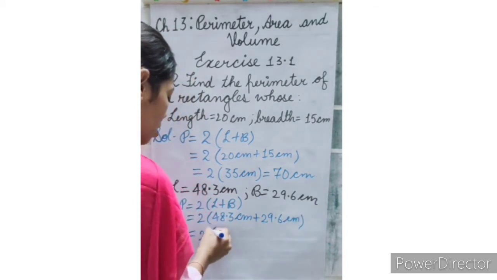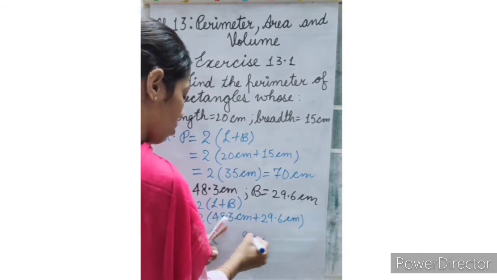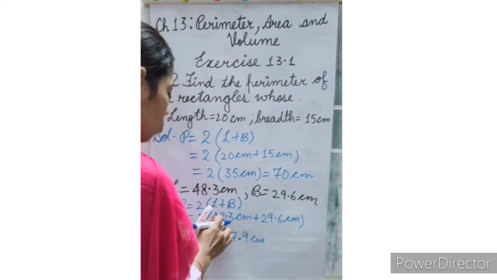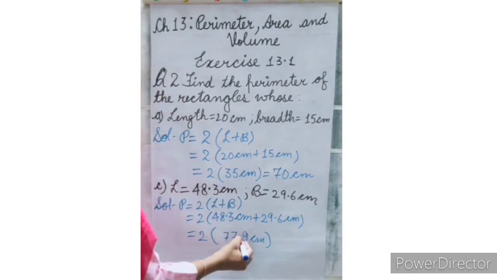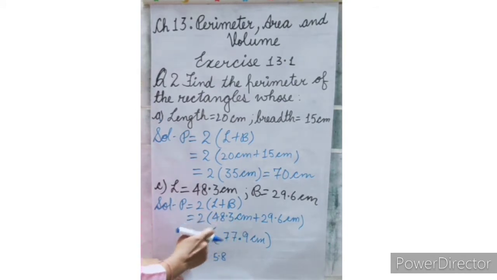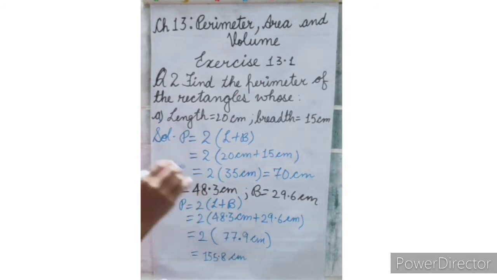When we will add 6 plus 3, 9, 8 plus 9, 17, 4 plus 2, 6, 6 plus 1, 7. 77.9 centimeter. When we will multiply this by 2, we will get 2 9s are 18, 8, 1 will go up, 2 7s are 14, 14 plus 1, 15, 1 will go up, 2 7s are 14 plus 1, 15, 155.8 centimeter.